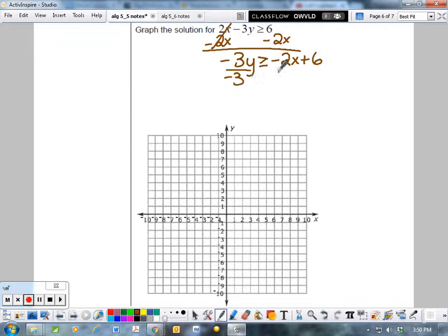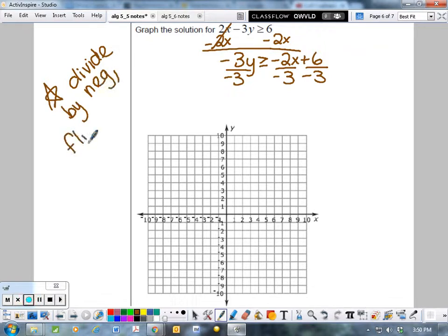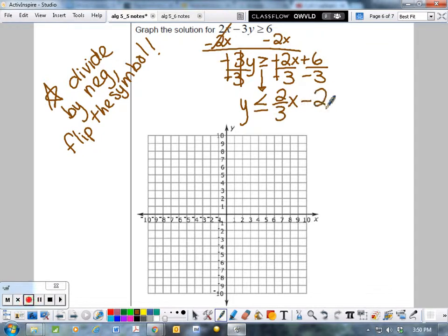Now in chapter 2 we talked about something special that happens. And that is if you divide by a negative, we need to flip the symbol. And so right here, we're dividing by negative, so this symbol has to flip. So the 3's cancel, negatives cancel, I have y. Symbol flips to less than or equal to. Then over here our negatives cancel, so I have 2/3 x. 6 divided by -3 is -2. And now I can graph.